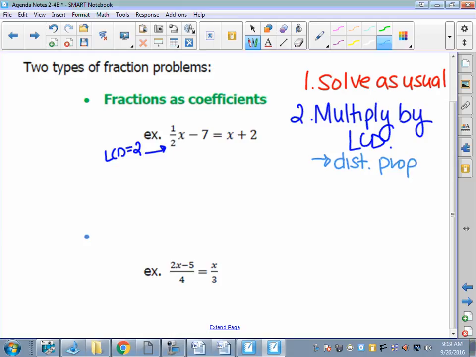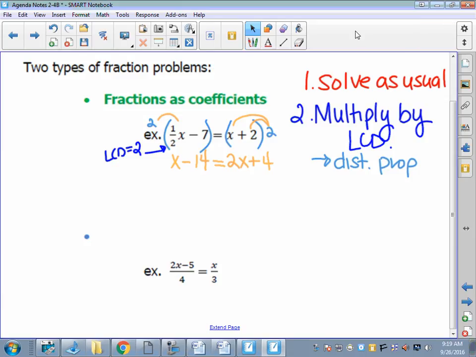So if I'm going to multiply by a least common denominator, I'm going to multiply by 2 on the left. I'm going to multiply by 2 on the right. It doesn't do a lot for the plain old numbers, but when we do 2 times 1/2 x, we end up with 2 over 2, or 1x, minus 14 equals 2x plus 4. So if you don't want to solve as usual and just subtract x and have a negative 1/2 x, you could always multiply by the least common denominator. Just remember the distributive property.